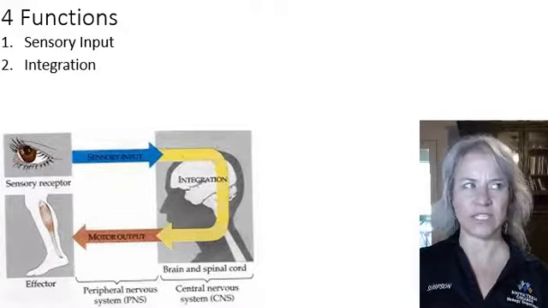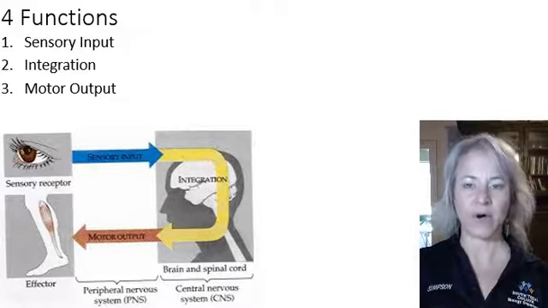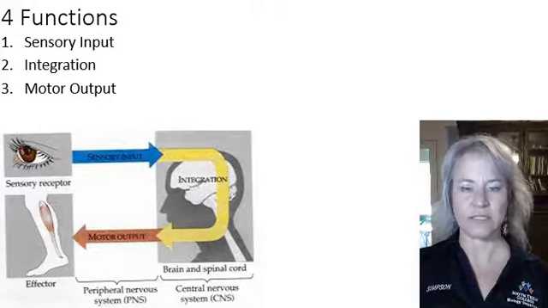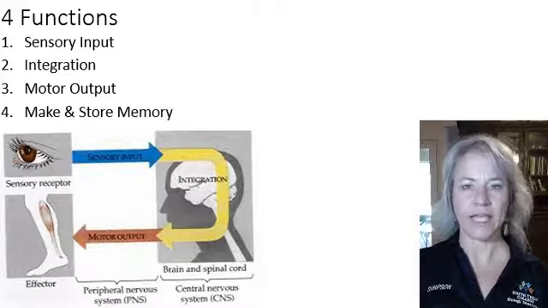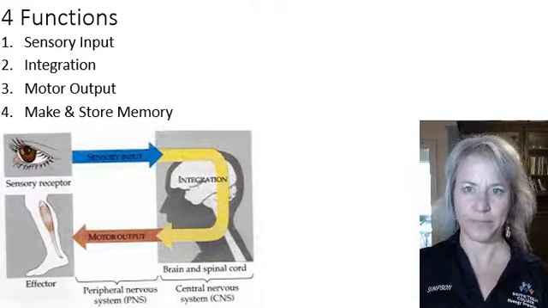Integration, which is perceiving and evaluating the sensory information, like what is it? Motor output, which is going to be the response to the sensory information, and making and storing memory. So just to review the 4 functions of the nervous system.